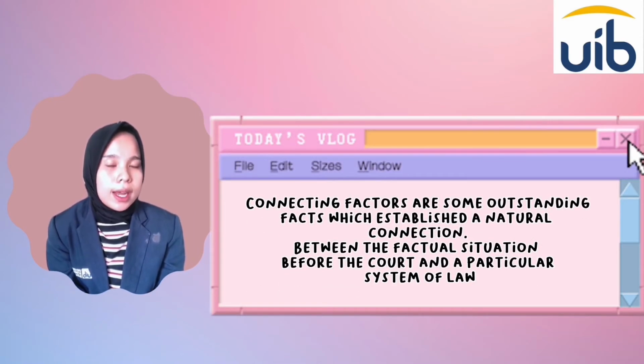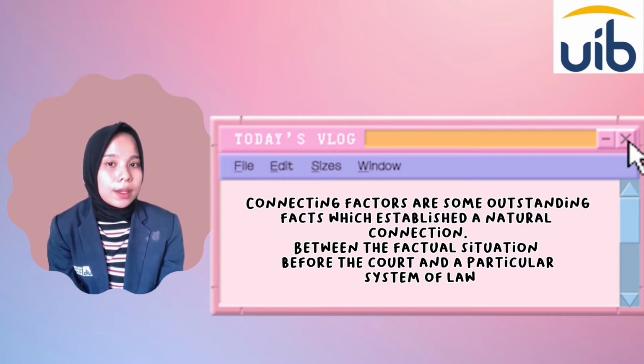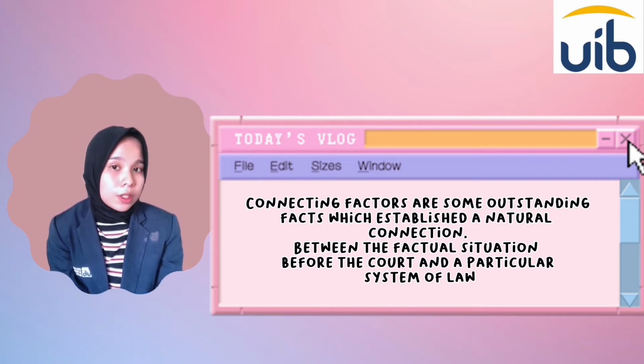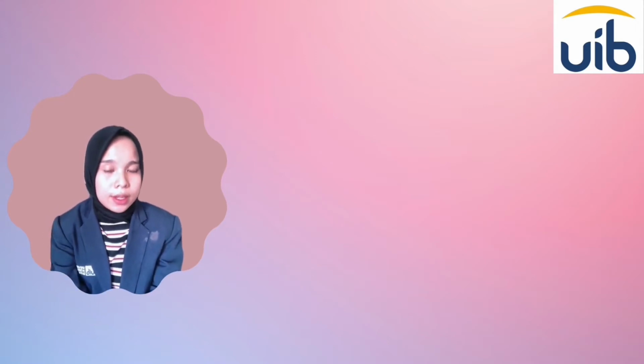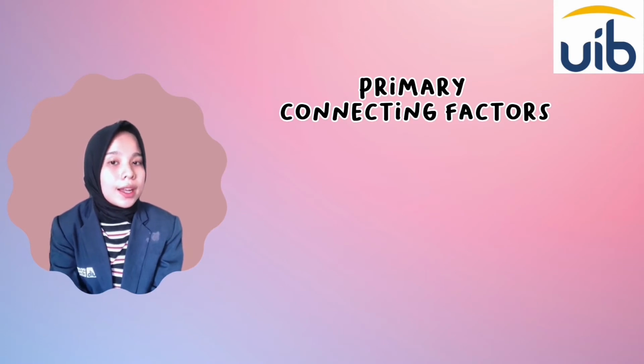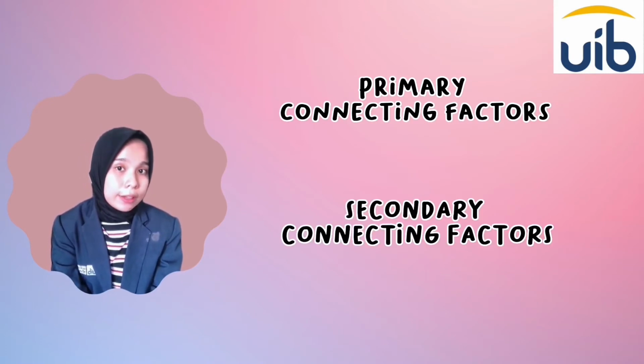Connecting factors are some outstanding facts which establish a natural connection between the factual situations before the court and a particular system of law. So, there are two kinds of connecting factors. The first one is primary connecting factors, and the other one is secondary connecting factors.